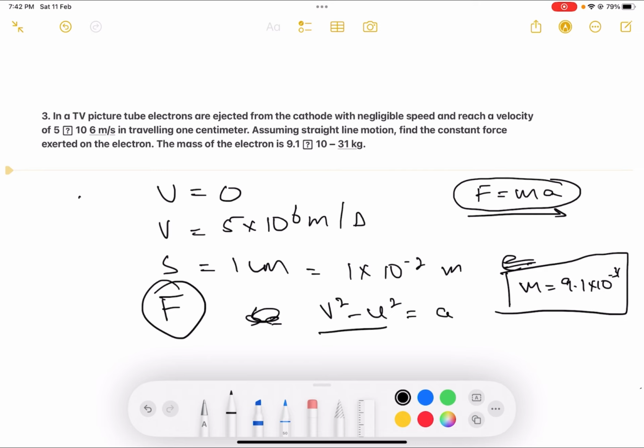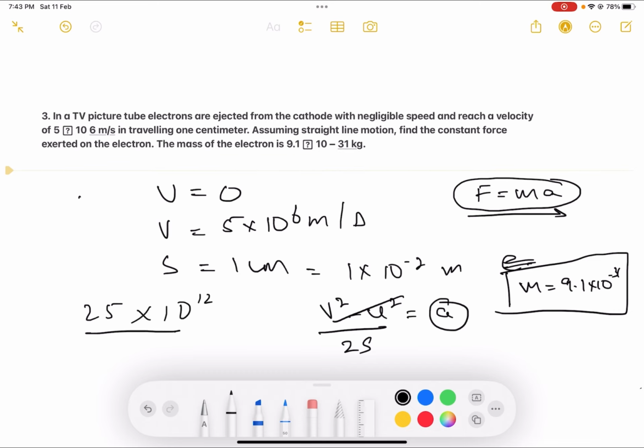So let's bring A2 and S to this side so that we have A here. Now if we plug in all the values, U square is 0, so let's strike that off, and V square is 25 into 10 to the power 12 divided by 2 into 10 to the power minus 2. 10 to the power minus 2 meters is the distance, right? So this gets cancelled.